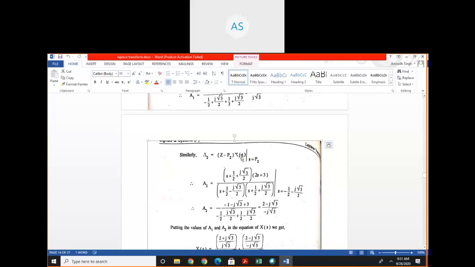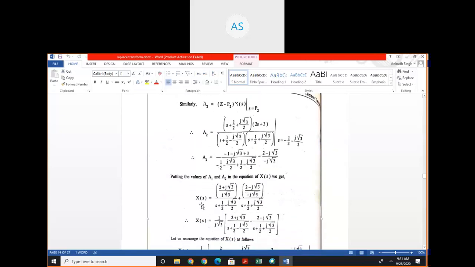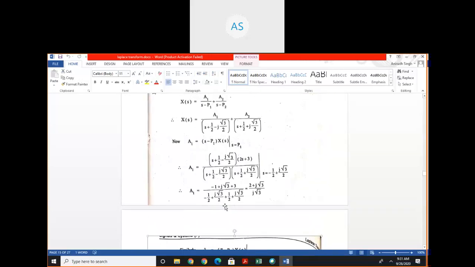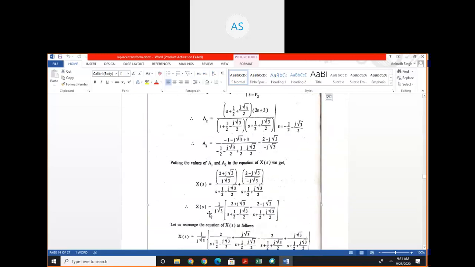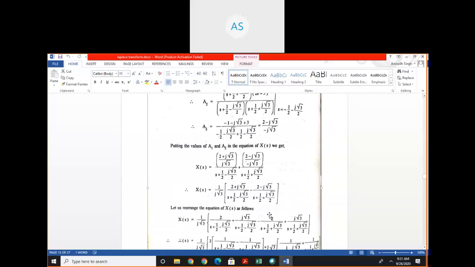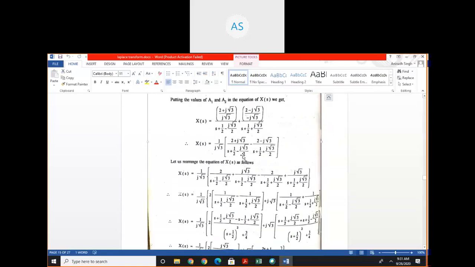Similarly, A2 is calculated by (s minus p2) multiplied by X(s), where s is equal to p2. If we substitute the value of s in this equation, we get the value of A2. Then X(s) is written as this: the values of A1 and A2, over s minus p1 and s minus p2. So X(s) is written like this.